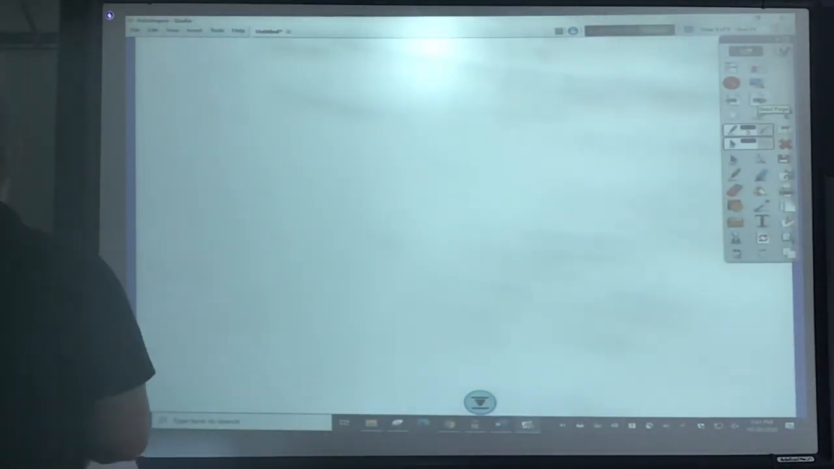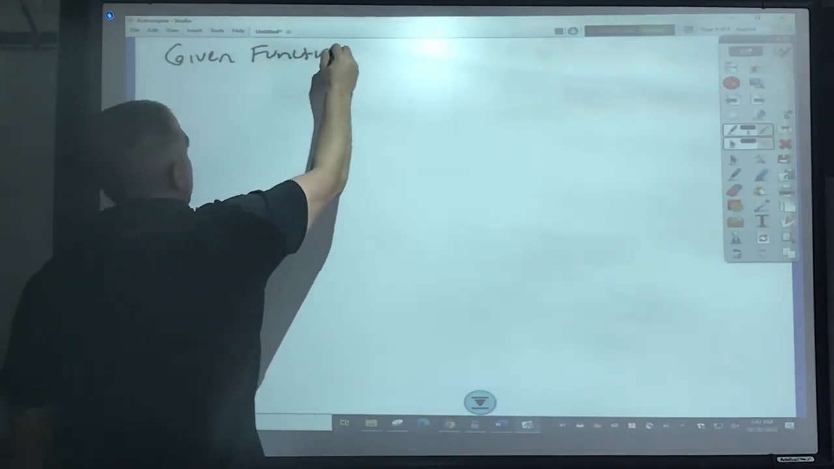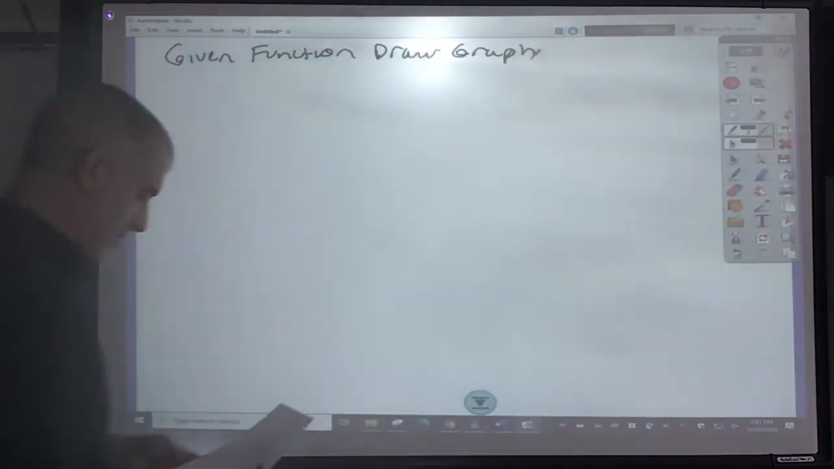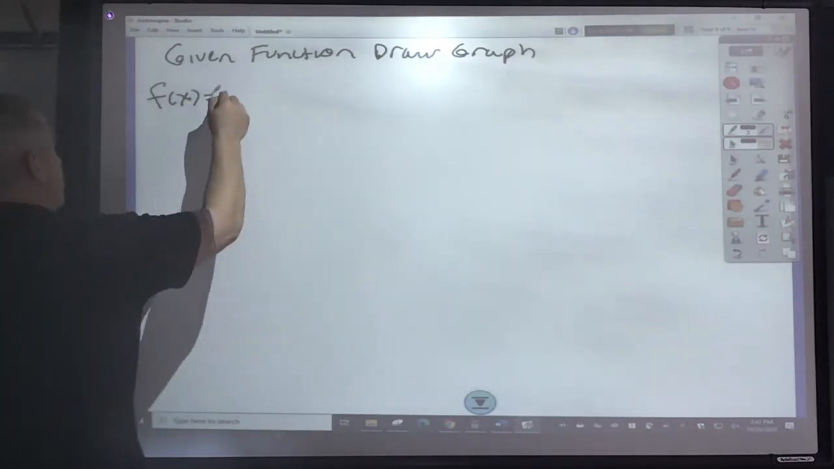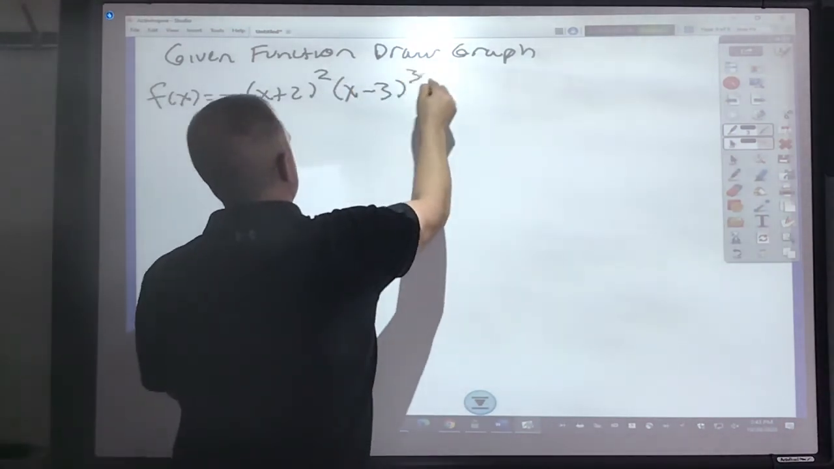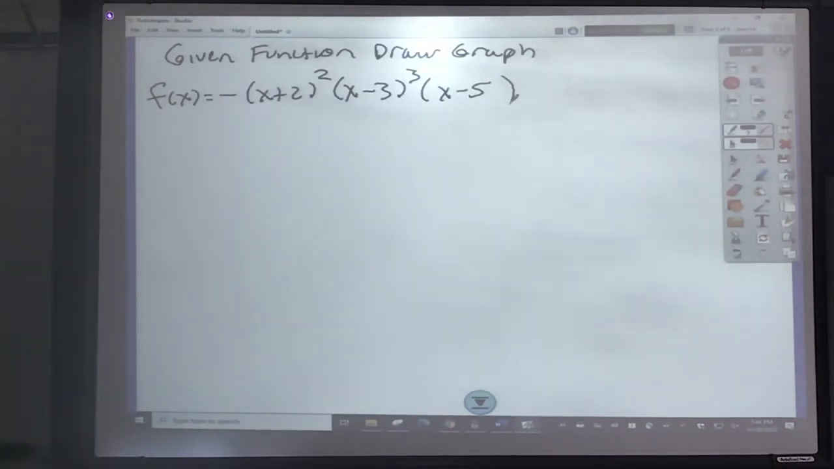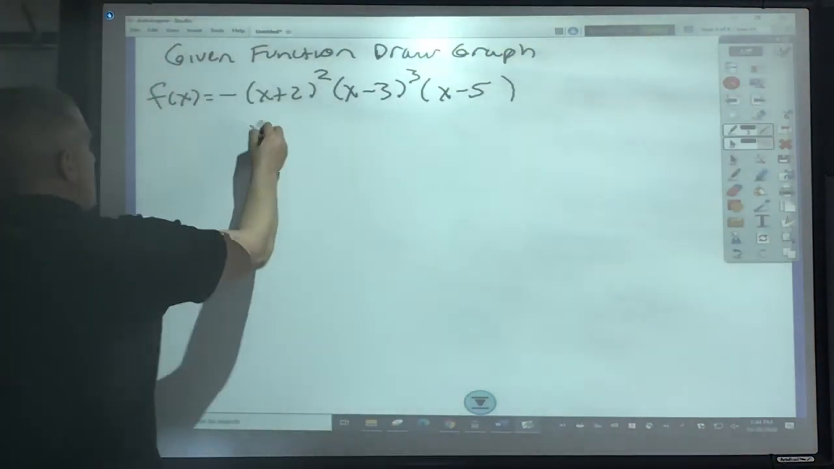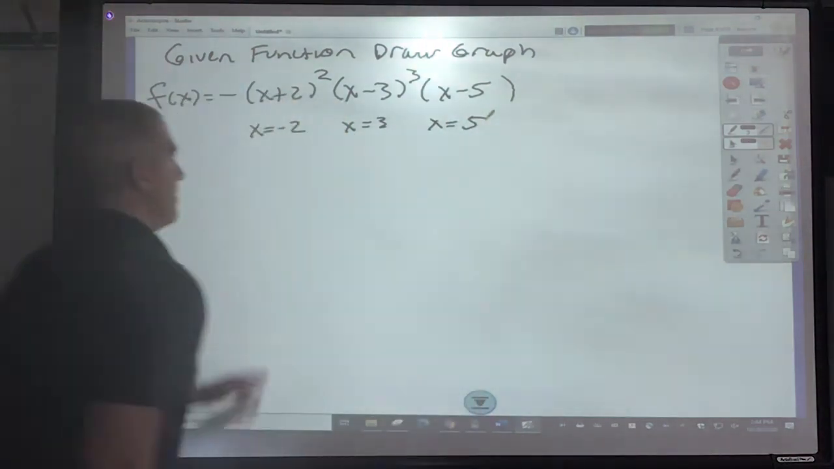Let's say given the function, draw the graph. So let's say the function is negative x plus 2 squared, x minus 3 cubed, x minus 5. Now, what you have to look at is a combination of the zeros and the multiplicity. So my zeros are x equals negative 2, x equals 3, x equals 5. That's the first thing.